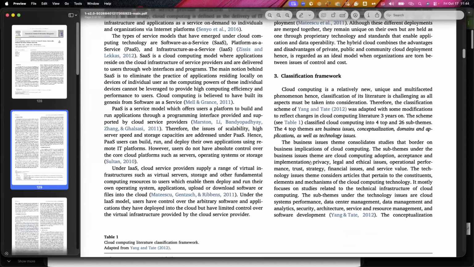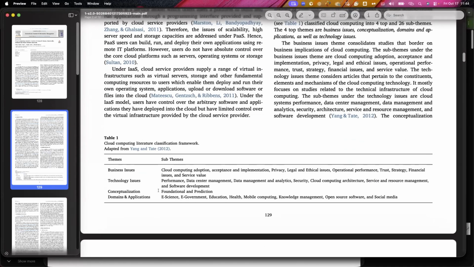The papers that you read, when you put them together, when you put 5 or 6 papers together, what do you have over there? How do you classify that particular thing? For example, the sub-themes that we have here are categorized under one broad theme called business issues under cloud computing. Then technology issues has also its own sub-themes.